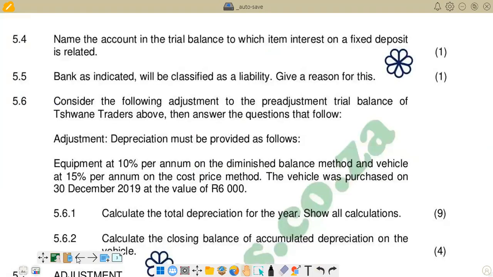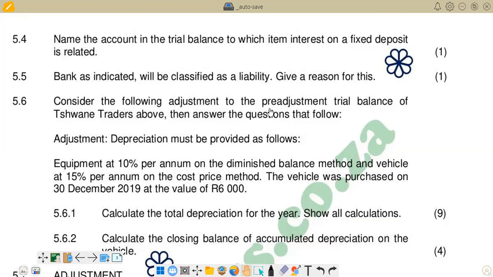On our next question, that is 5.4. The question is saying, name the account in the trial balance to which the item interest on a fixed deposit is related. So interest on fixed deposit is an income. It's going to be interest received. Remember, when you are doing a fixed deposit, you are putting an amount of money in a bank for a fixed period at an agreed rate of interest. So when interest comes, it means it's going to be received. It's interest received. It's under income. It's one of the incomes that we receive during the period.